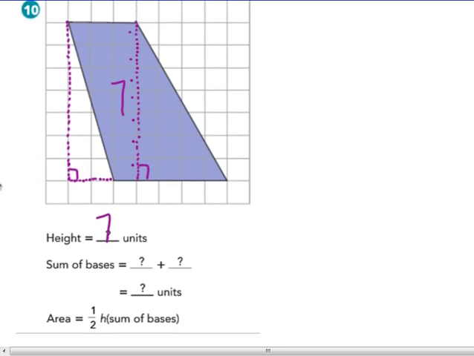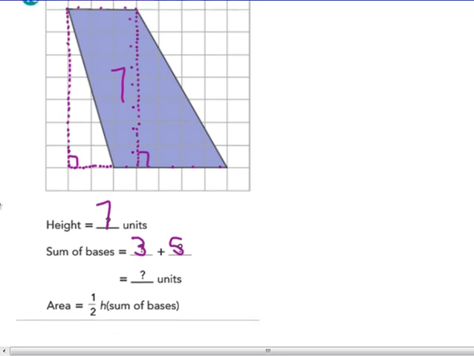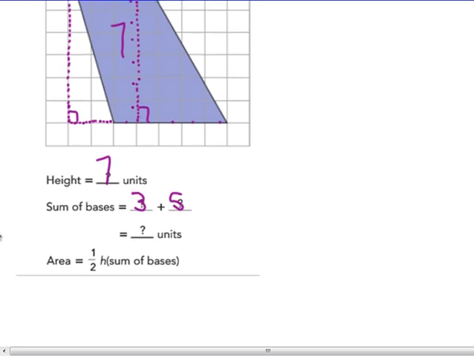My bases, well, from here over is 3. So I have base 1 is 3. 1, 2, 3, 4, 5. Yes, it does go all the way to that corner, so that's 5. So my bases are 3 units and 5 units. If I sum those together, I get 8 units.